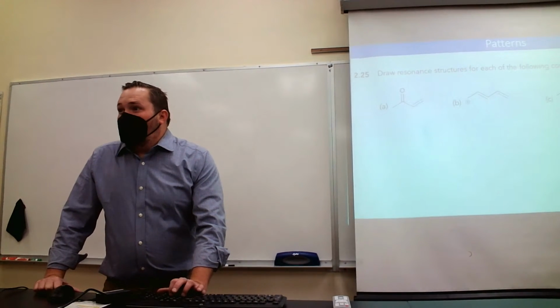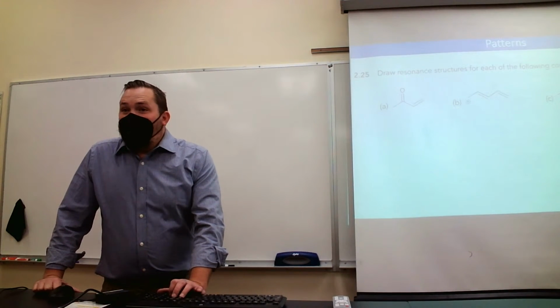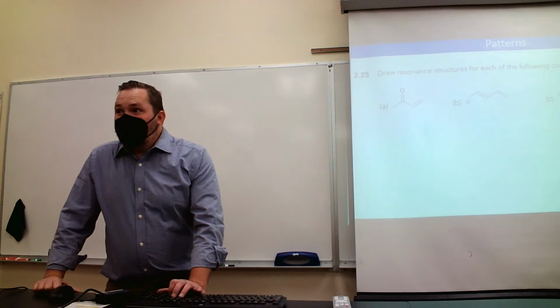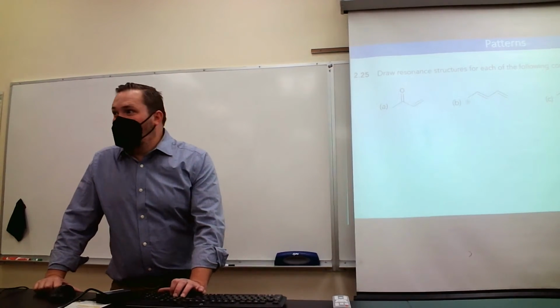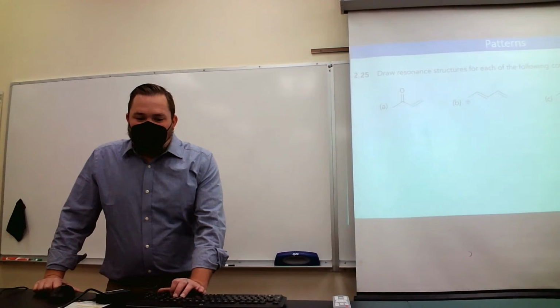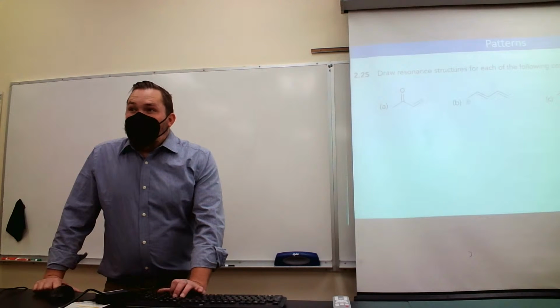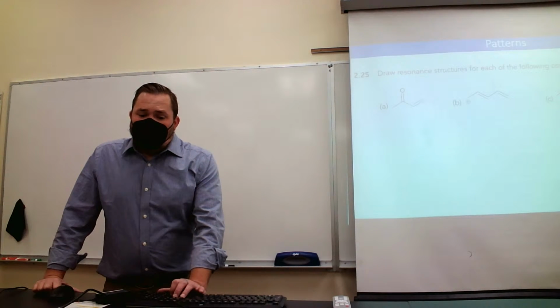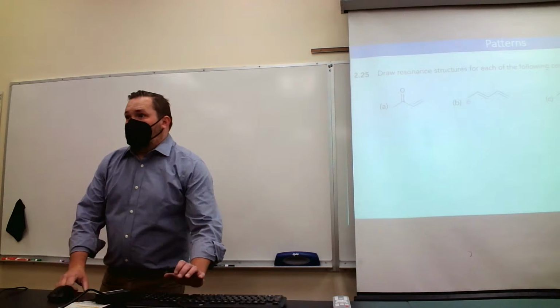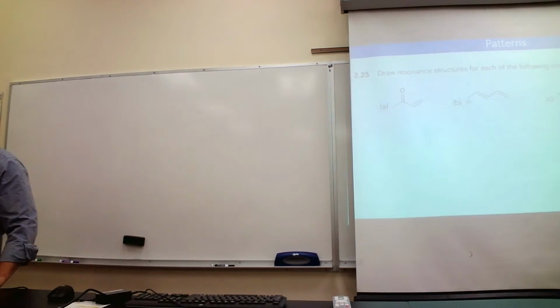All right, so let's see if we can recognize some of these patterns. Because sometimes you have both of them happening at the same time, 2 of them happening at the same time. So for A, try and draw, there's at least 2 resonance structures for A. 2 additional resonance structures.